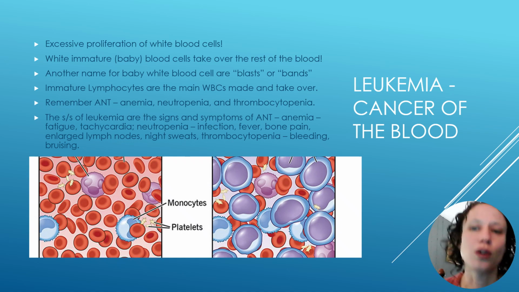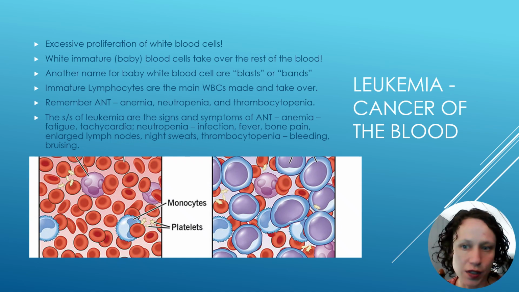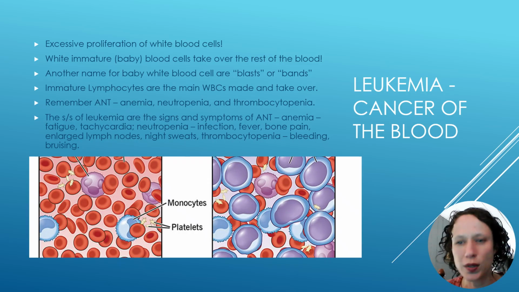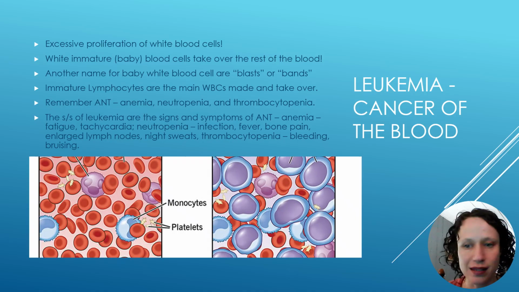Okay. So now that you know a little bit about leukemia and why we're going to focus on acute, let's talk about what you see in acute leukemia, okay? So you see this excessive proliferation of white blood cells. We talked about that in class. You heard me refer to them as baby white blood cells. They're immature blood cells. Other terms that we'll use for these are blasts, white blood cell blasts, and bands.